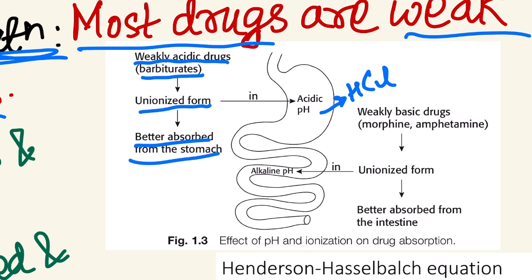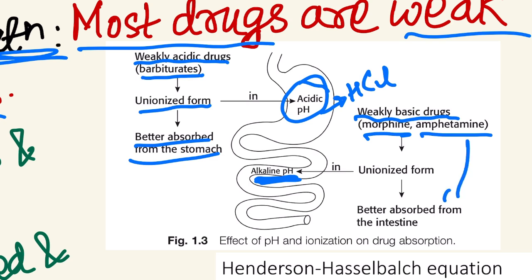In the case of drugs like morphine and amphetamine, which are weakly basic drugs, they will remain in unionized form in the small intestine, because the small intestine has an alkaline pH, whereas the stomach has an acidic pH. So these drugs will be better absorbed from the small intestine. But overall, when we take into consideration maximum absorption of any drug given by the enteral route, it is always maximum from the small intestine. Even if it is a weakly acidic drug, its maximum absorption will still be from the small intestine.